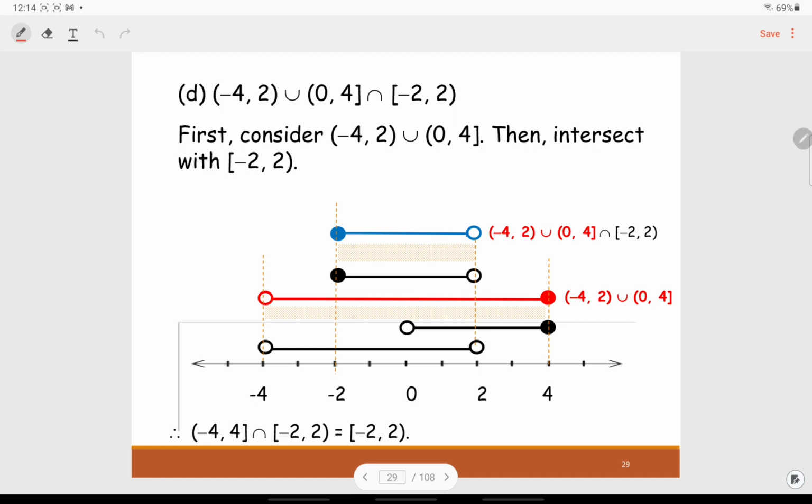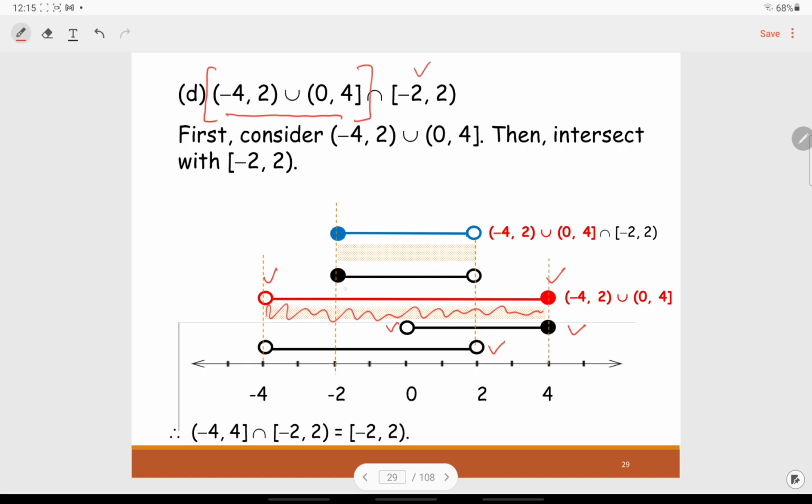Now it becomes more complicated. We are given 3 intervals. First we consider them one by one. First of all, we consider the first 2 intervals: open -4 up to open 2, this line, and then open 0 up to closed 4, this line. We combine them together because we are using the union operation. All area covered by both lines, and at the left side we have an open interval, at the right side we have a closed interval. So this is the outcome for this operation.